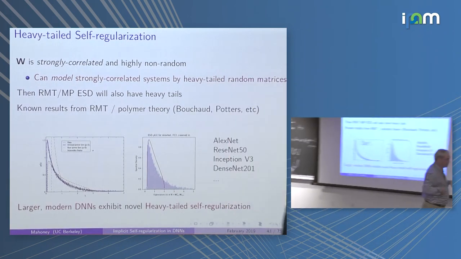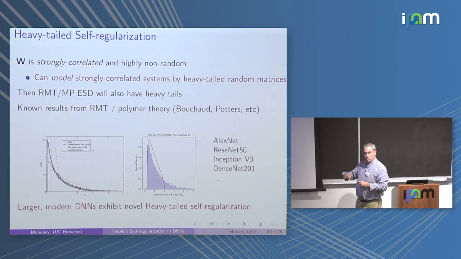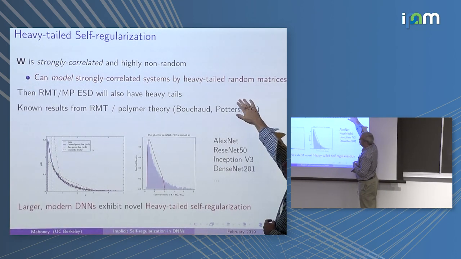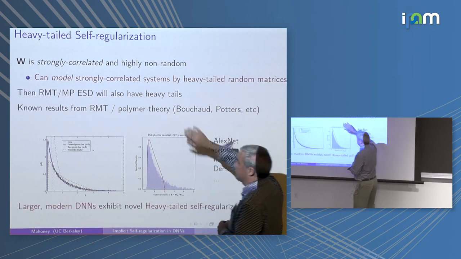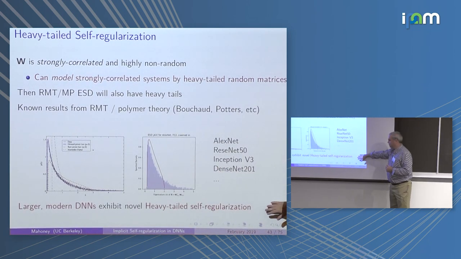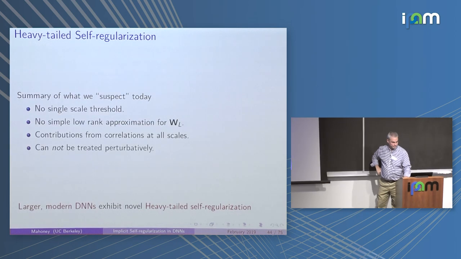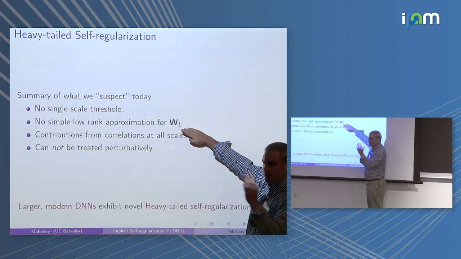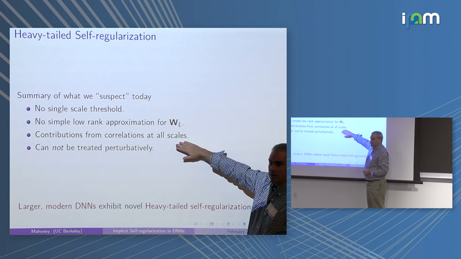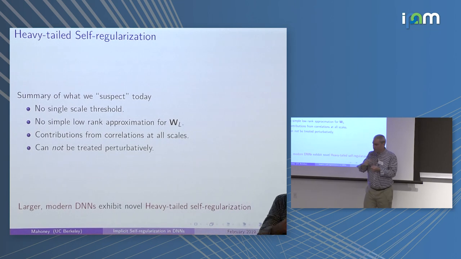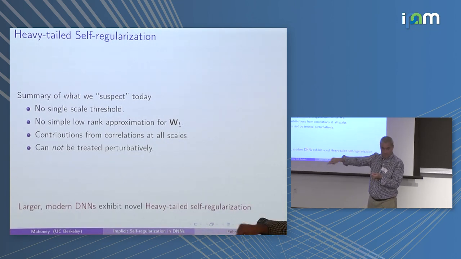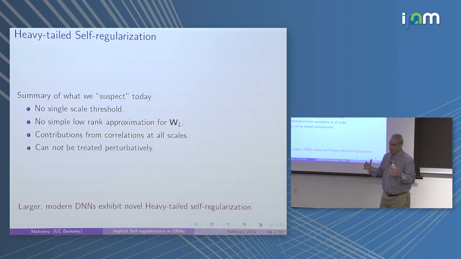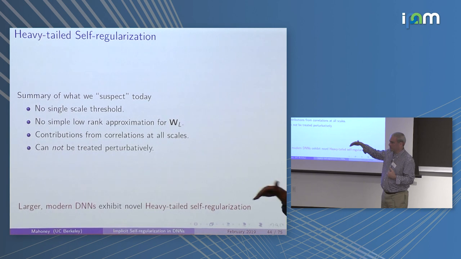So the claim here is that neural networks are essentially strongly correlated systems for which an analogous modeling will hold. This uses random matrix theory and the Marchenko-Pastur ESDs that have heavy tails. We're just stealing those results, essentially. So large DNN models exhibit this heavy-tailed self-regularization. No single scale threshold. No simple low-rank approximation with a signal separated from noise at this size scale. You really get contributions from many size scales. Those are very hard things to model. So we're using random matrix theory to model signal, not noise, and there's no perturbative approximation. So think disordered system theory in physics, but like liquid phase or proteins, not solid phase or an Ising model.